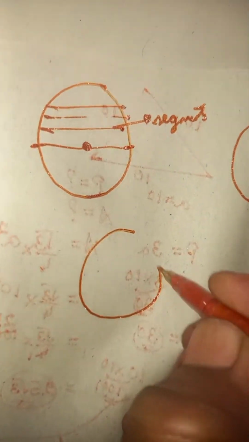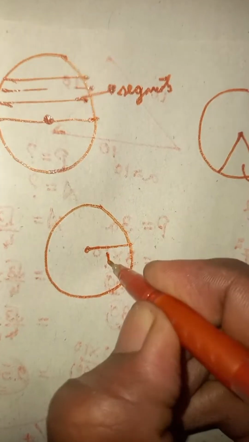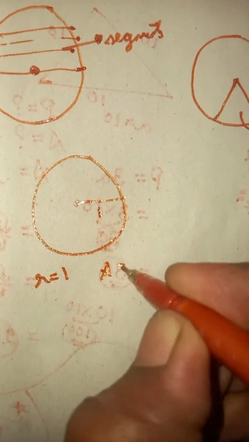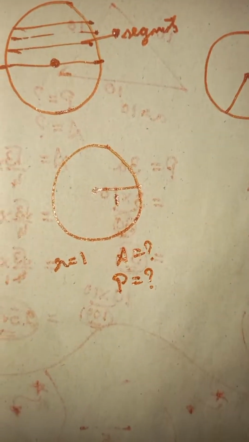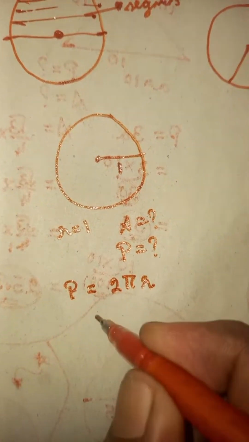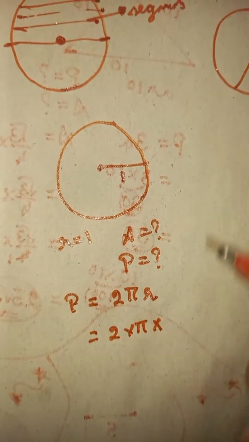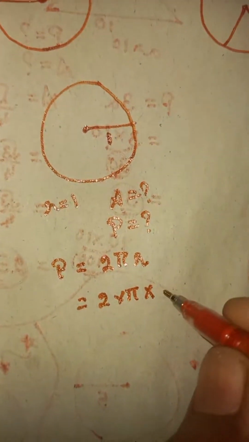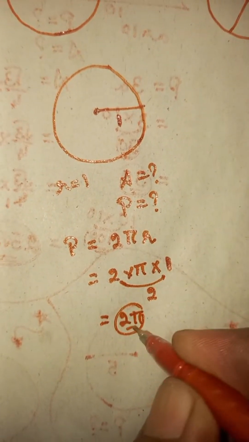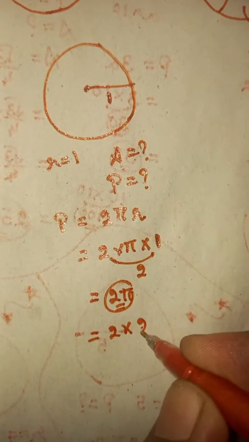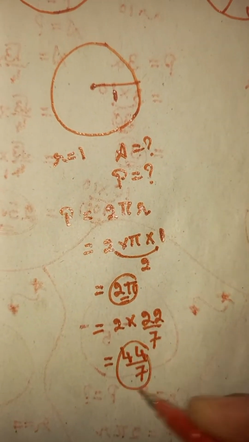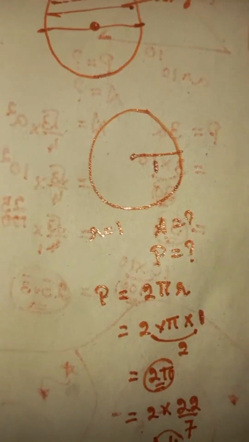If you take any circle, here they have given the radius as 1 unit. You need to find the area of the circle and the perimeter of the circle. The perimeter of the circle is 2 pi r, that is 2 times pi times the radius, which is 1 unit. 2 times 1 becomes 2, and 2 times pi is 2 pi units. Or you can simplify it as 2 times 22 by 7. 2 times 22 is 44, so 44 by 7 units is the complete perimeter of the circle.